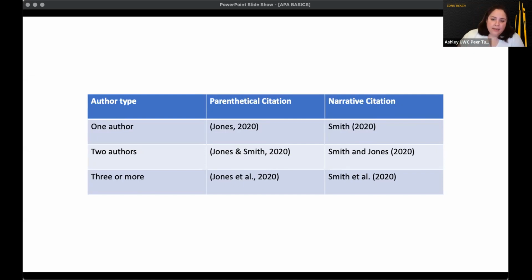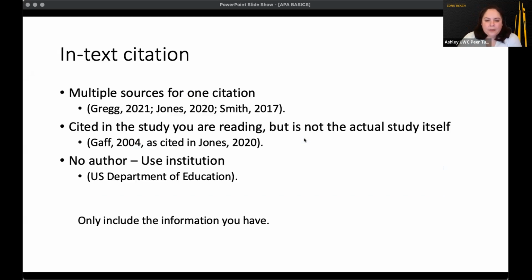And when you're doing a narrative citation, you say "according to Smith et al." and then you put the year in the parentheses. Now, that's only for in-text citation. If you're doing the references, then you have to write out every single author of the paper. All right, so in-text citation.